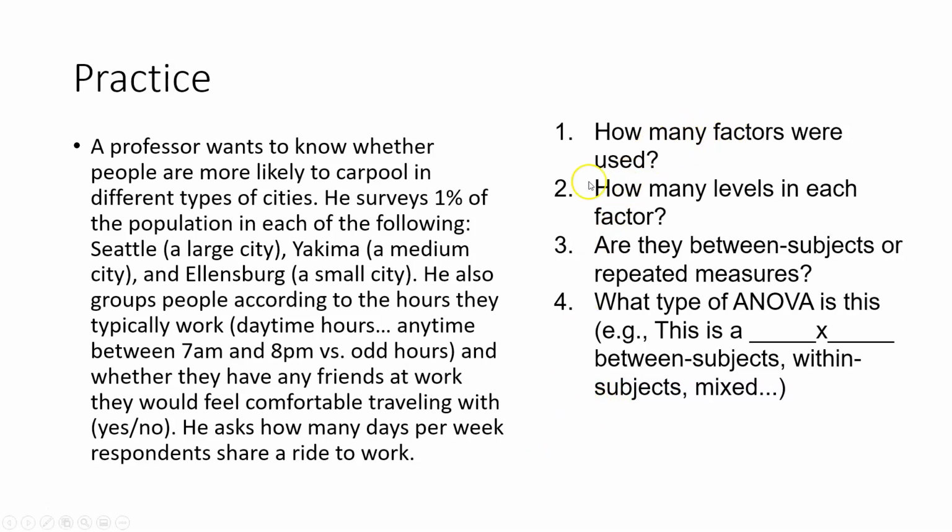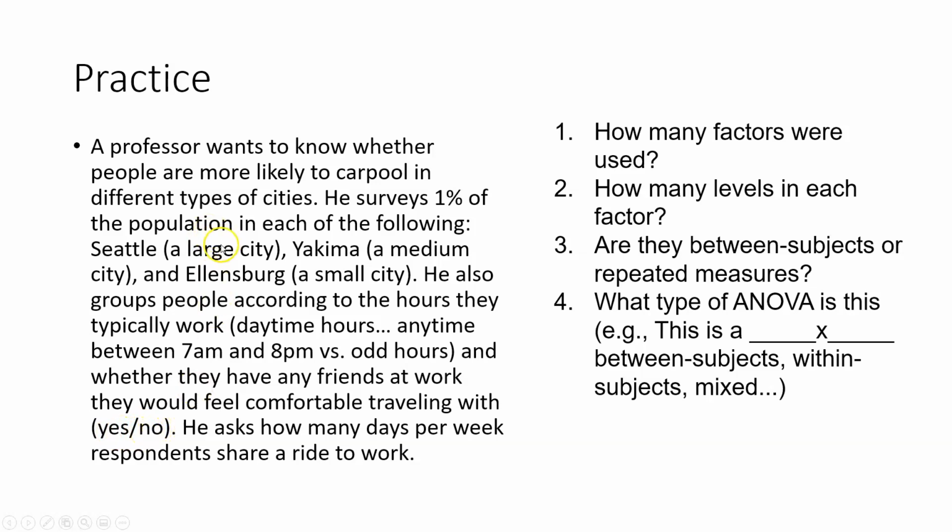So there are 3 factors here. The first one is the size of the city you live in. The second one is the hours that you're working. And the third one is whether you have friends you're comfortable with. How many levels are in each of those factors? Well, there's 3 different sizes of city: large, medium, and small. There are 2 levels in your working hours, either daytime or odd. And there's 2 levels of whether you have friends at work that you feel comfortable commuting with, yes and no.